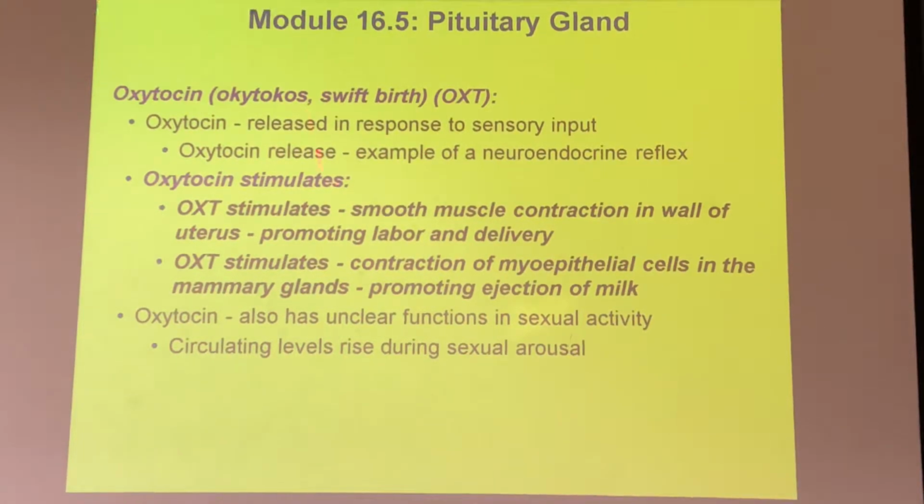Oxytocin, by the name, it's called swift birth. As you know, this is involved with the muscle contraction in the wall of the uterus, which actually produces labor and delivery. And it is also stimulating the contraction of myoepithelial cells in the mammary gland, which promote the ejection of the milk. So basically it's doing both things, labor and delivery and also ejection of the milk.